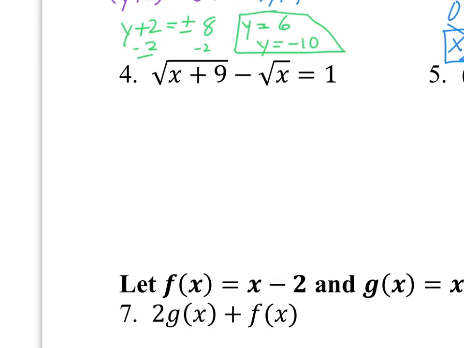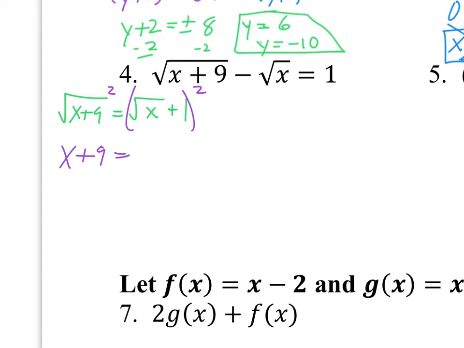Moving on to number 4 here. Now we've got the two radicals, so we want to isolate one of them. We do that by adding that square root of x to both sides. And then we would go ahead and square both sides of that equation. The left side is simple, just x plus 9. The right side can be a bit tricky, especially with that square root of x there.